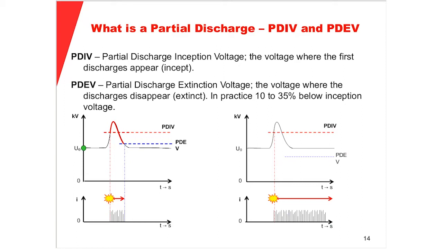is still active. So in short, to have a healthy cable, you need to see that the PD inception voltage as well as the PD extinction voltage is nicely above U0, which is just the applied voltage. That's just in short an explanation about PDIV and PDEV.